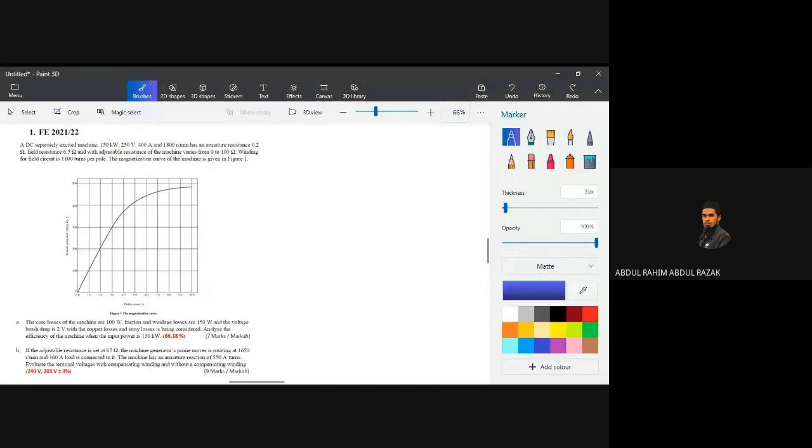Scenario being given, such as this question. So we have here a separately excited DC machine. The first thing you have to do is please draw the circuit. Please sketch the circuit, even though it is requested or not. If it's separately excited, you just draw the separately excited circuit.